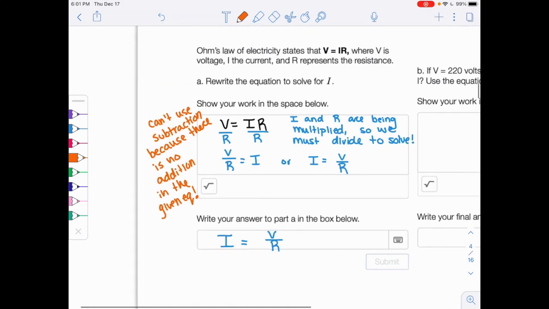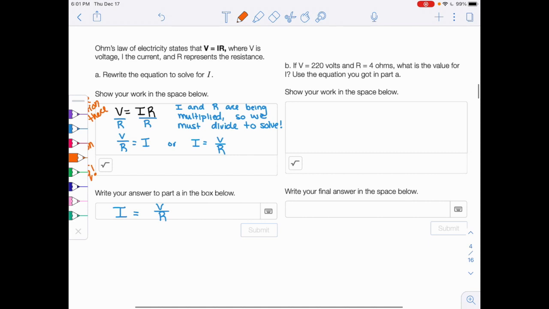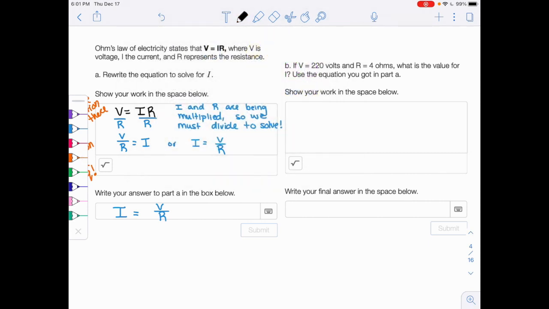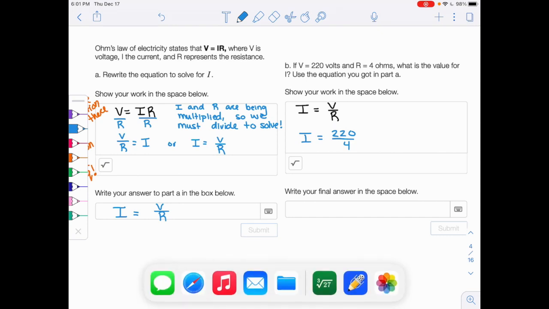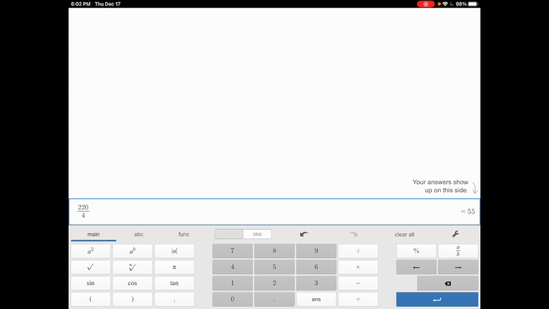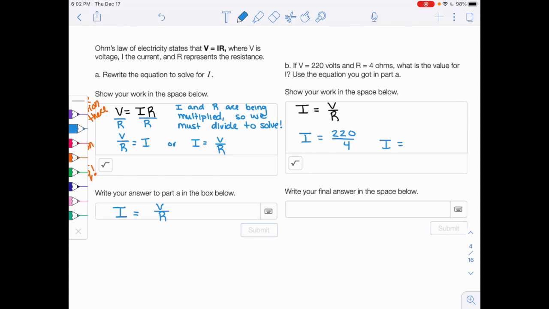There's a second part to this problem. It says if V is 220 volts and R is 4 ohms, what is the value for I? So I'm going to use the equation I got in part A because that's what it says. So I got I equals V over R. And then I'm going to sub in my values. So I equals 220 over 4. And then we can use our Desmos calculator to solve that for us. It's 55. So I is 55.